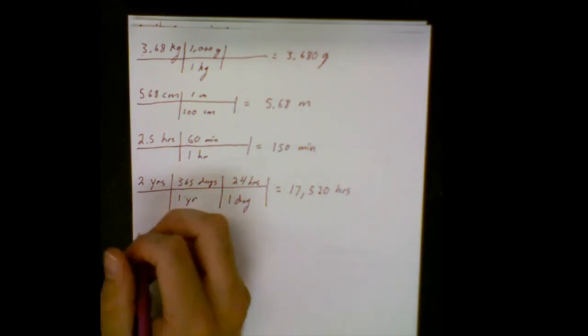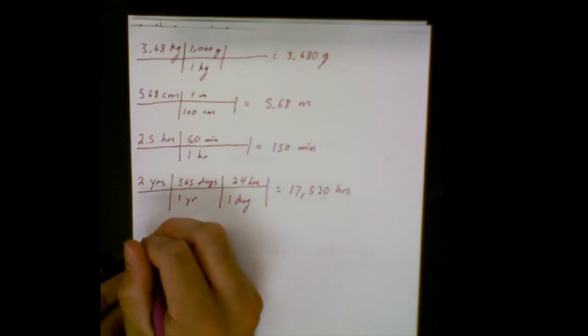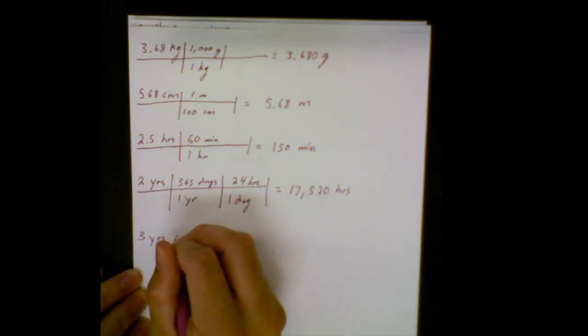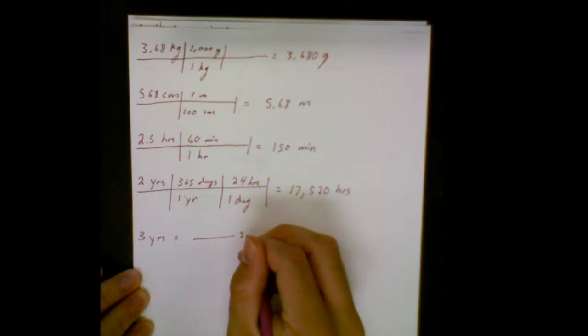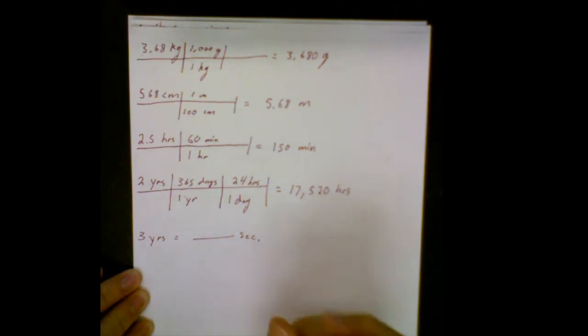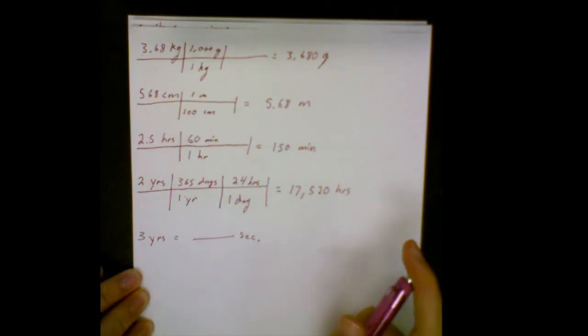All right, so now the one I'm going to leave with you to do as a class is how many seconds are in 3 years. So we have 3 years is equal to how many seconds. So I'll give you some time to do that on your own, and then as a class we'll come back and check on it.